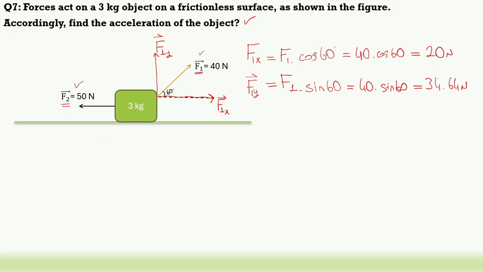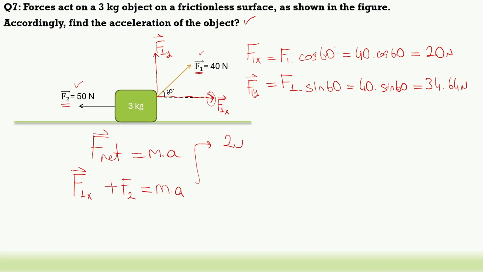Now we can calculate the acceleration easily. To calculate acceleration, again we use Newton's second law: F net equals m times acceleration. As you can see, F1y doesn't cause the acceleration, but F1x and F2 cause the acceleration. So F net is F1x plus F2, and this equals m times acceleration. F1x is 20 Newton in the positive direction, so I am writing in the equation positive 20 Newton.